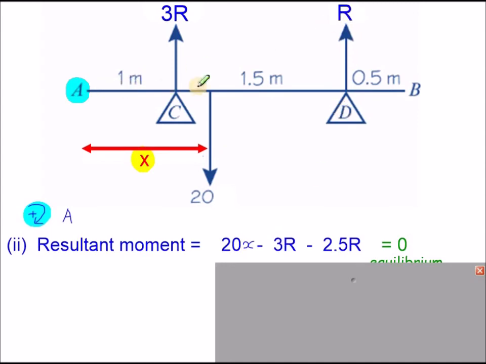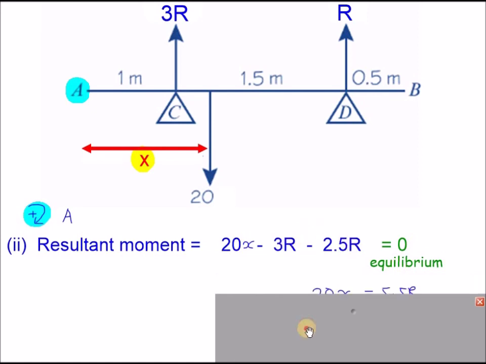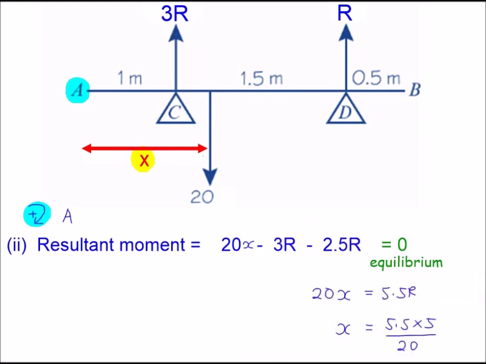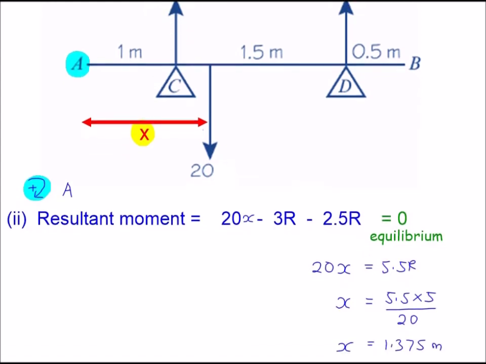Force R is a distance 2.5 meters from A, and the upwards force here again produces an anti-clockwise rotation about A, so it's negative. So force times the perpendicular distance there, so minus 2.5R. The whole system is in equilibrium, so the resultant moment is equal to 0. We already know the value of R, so we can work out the value of x, which is 1.375 meters.